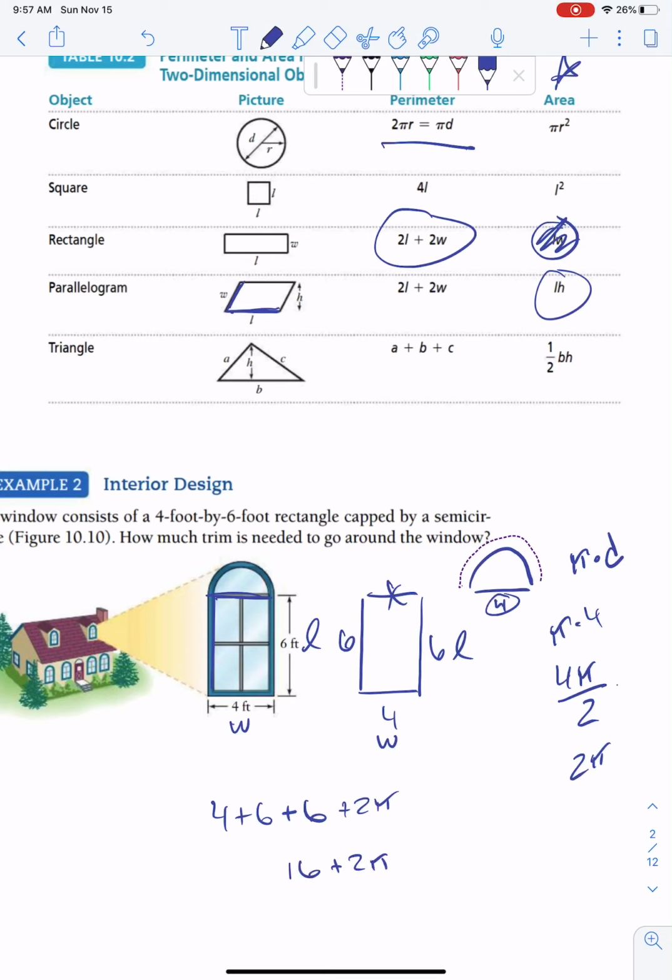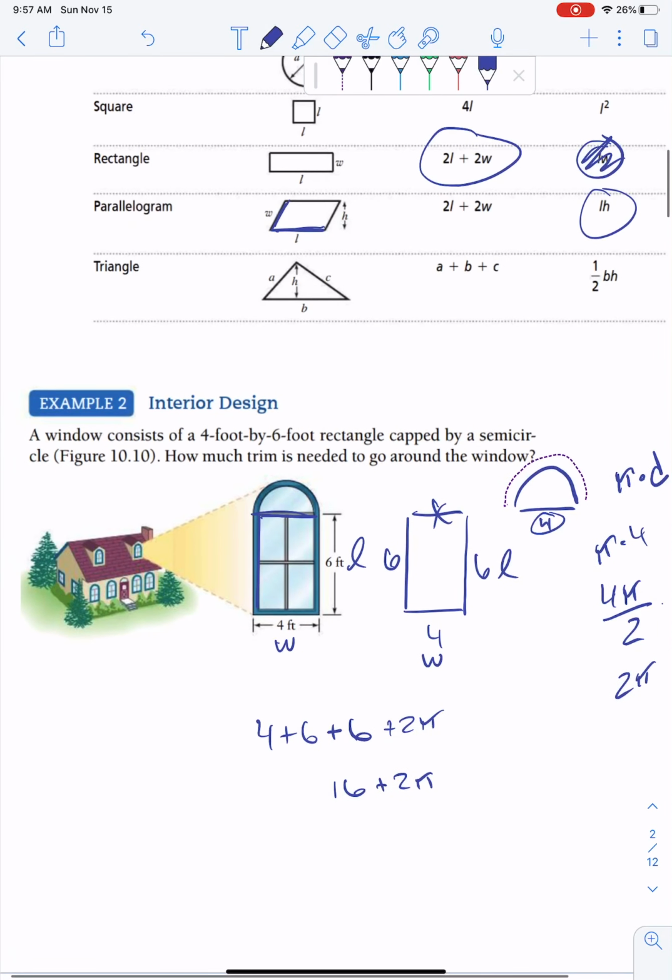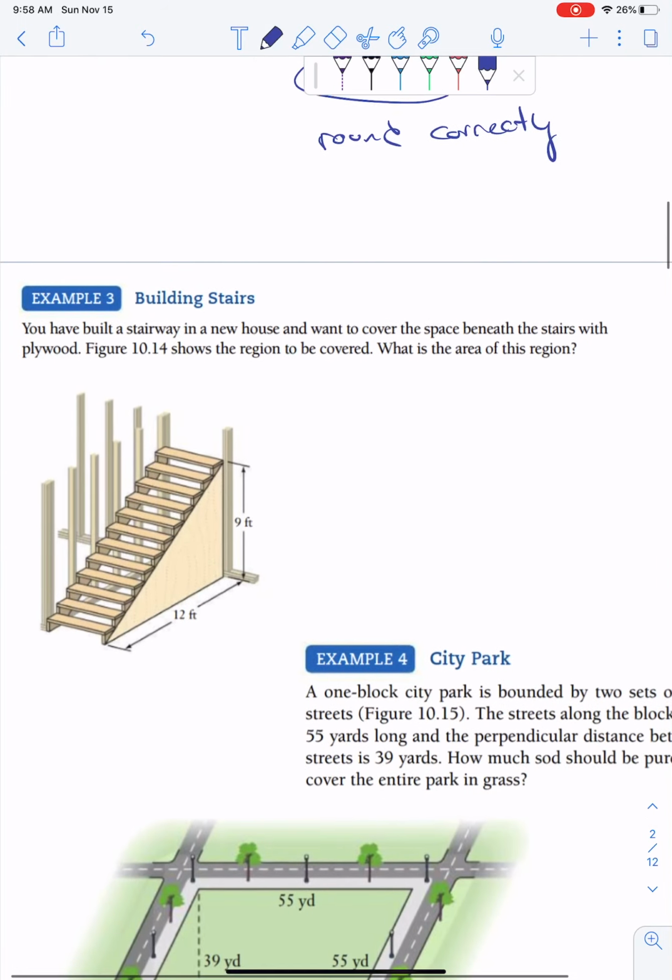Now, depending on how the question asks you for an answer, this is a great answer to me. But if it wants you to round, you're going to have to do 16 plus 2 pi on the calculator, and then just be really careful that you round correctly. But if this was something on paper and it wanted an exact answer, that right there would be a great one for me. Okay, another example.